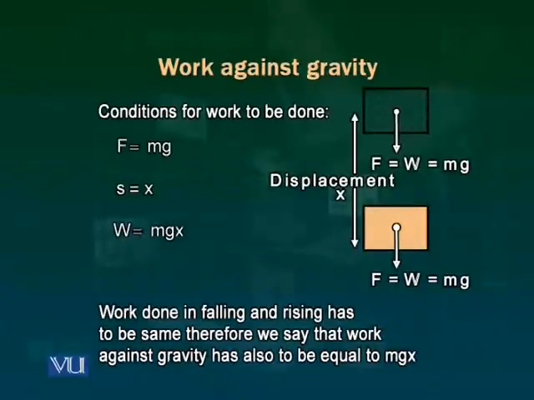And in this case, when an object is moving under gravity, we say F is equal to mg. The displacement has to be equal to x. And the work done, W, should be equal to mgx. Here we have to distinguish between the two things. However, in physics, you will find quite a lot of such confusions, which are not confusions, but you have to get used to them. We use W for a weight, we use W for work.